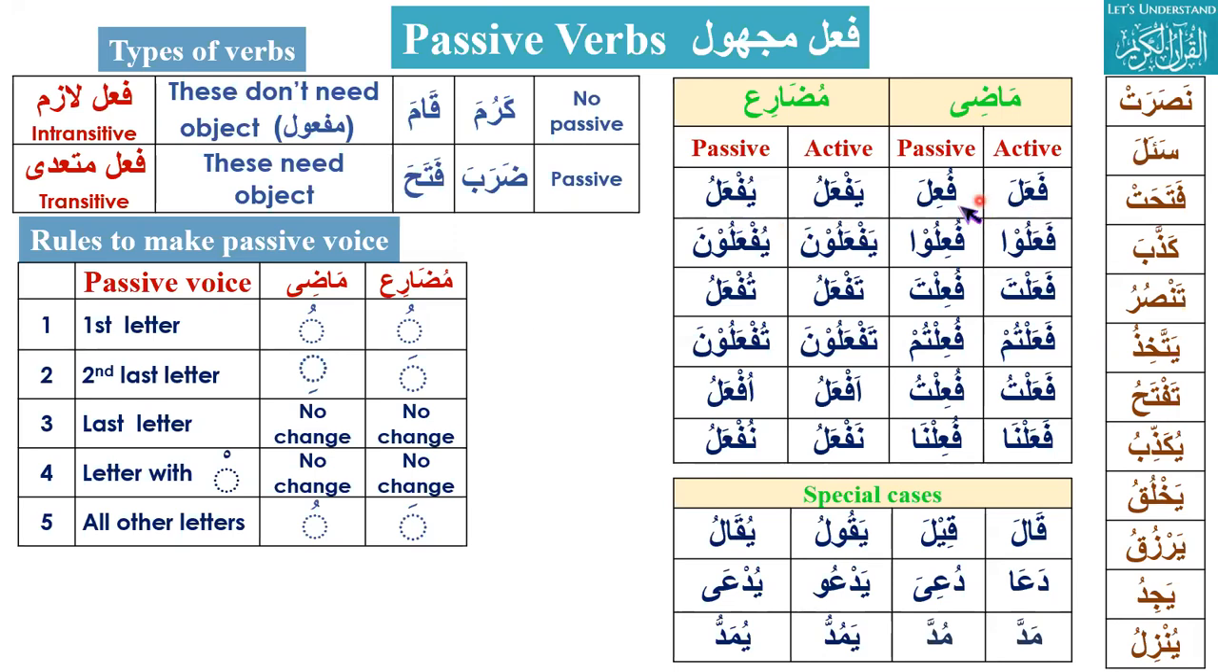Raja'a, ruji'a, ruji'atu, ruji'ta, ruji'tum, ruji'atu, ruji'ina. Yurja'u, yurja'una, turja'u, turja'una, urja'u, nurja'u. Raja'a means he returns.